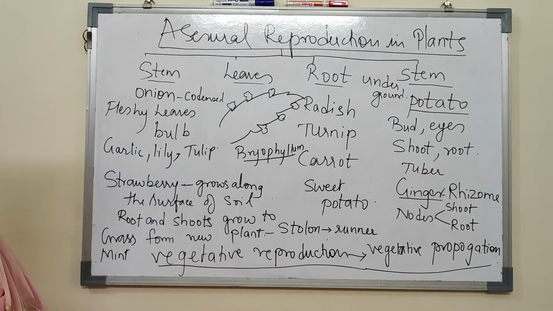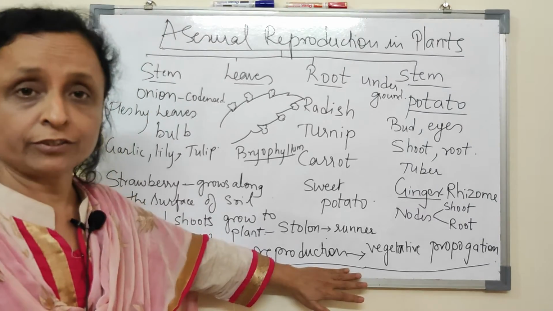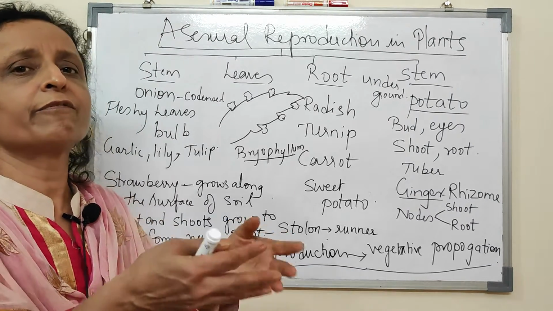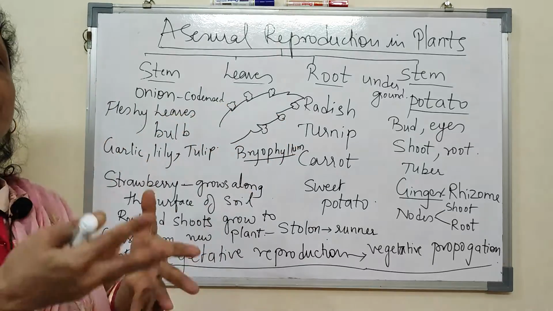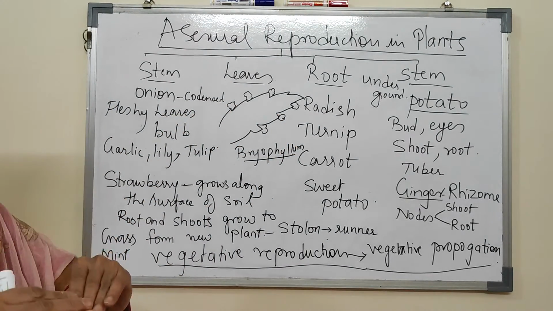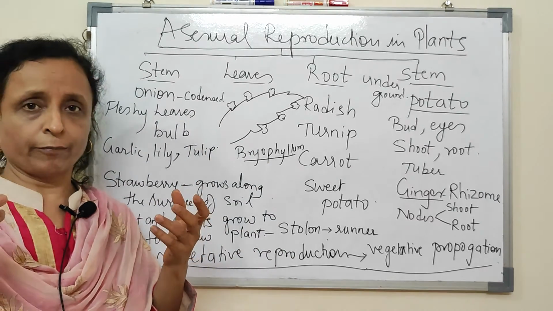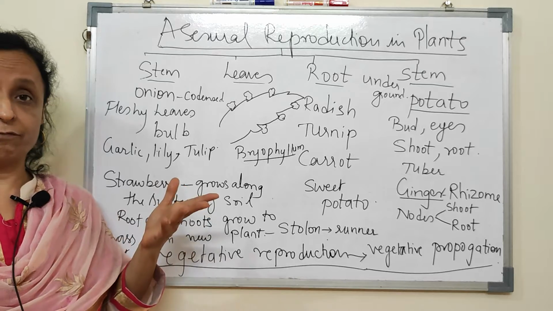Asexual reproduction in plants is also known as vegetative reproduction or vegetative propagation. Why? They are not formed by fertilization. They are not formed by flowers. They are formed by parts other than flowers.